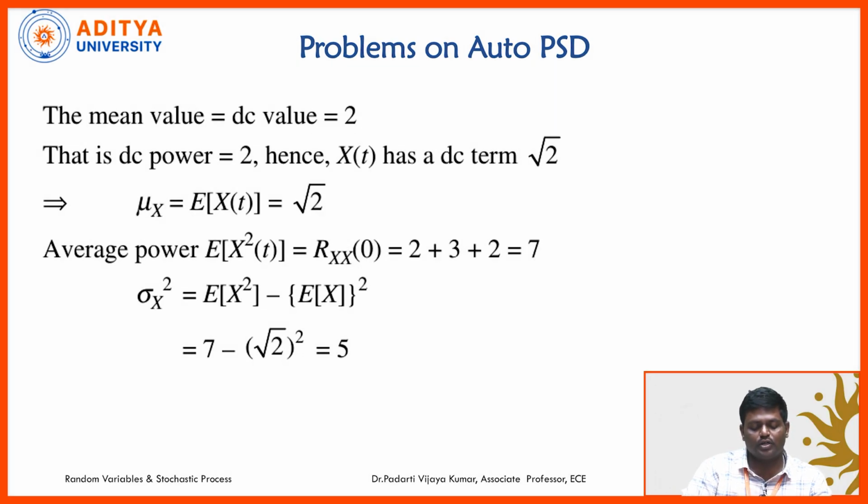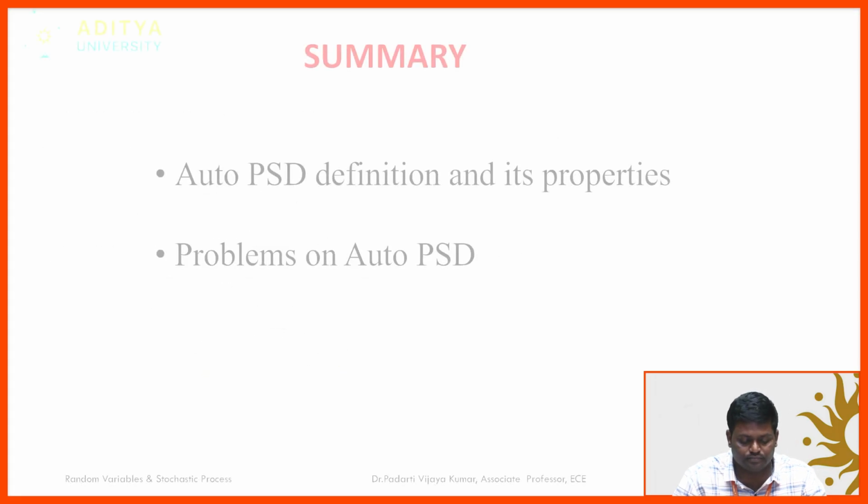Next, we are asked to compute the DC power and average power. Average power is also computed using the relation Rxx of tau at tau equal to 0. The DC power is given, so the DC value will be square root of 2. The variance is equal to the expectation of x square minus the square of the expectation of x. 7 minus 2, we will get 5.